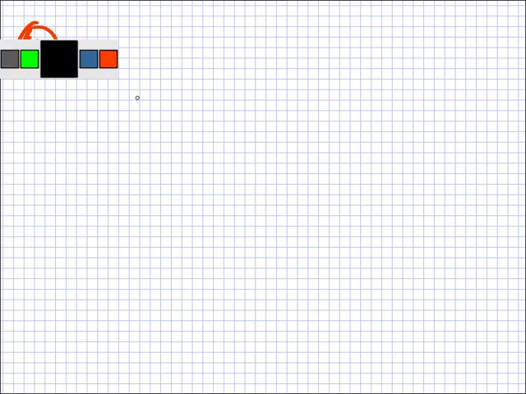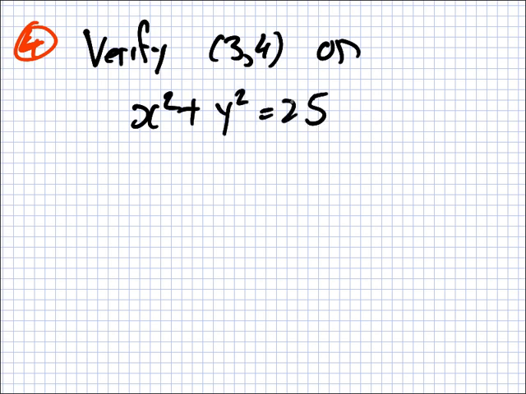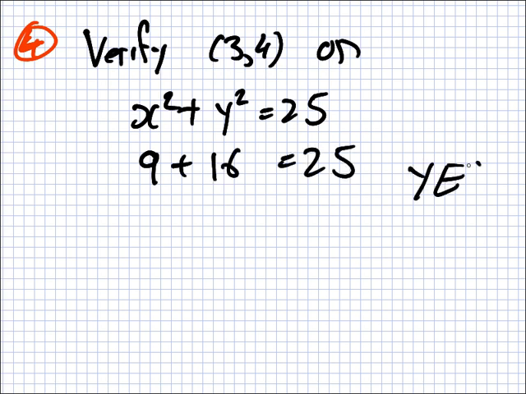Next, example 4. You might want to verify, for example, that (3, 4) is on the circle x squared plus y squared equals 25. Now, it's not really an MCQ question because the answer is only true or false. How can we verify here? Sub it in. 9 plus 16, does that equal 25? And the answer is yes. So this point (3, 4) is on the circle somewhere, on the edge of the circle.